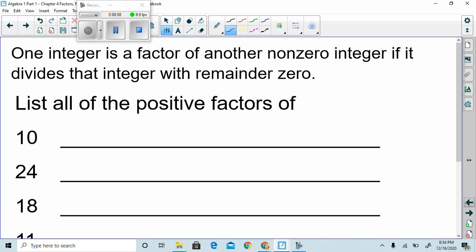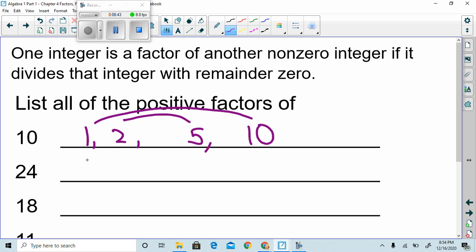Now let's talk about factors. Factors are numbers that multiply to give a product. One integer is a factor of another non-zero integer if it divides that integer with a remainder of 0. So it goes back to our rules of divisibility. We can write this as a list. It says list the positive factors. Well, that's 1 times 10, and it's 2 times 5. There's my list. Those are the only factor pairs that it has.